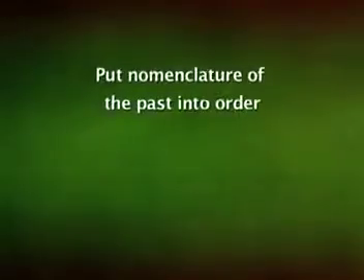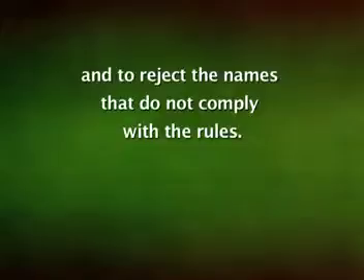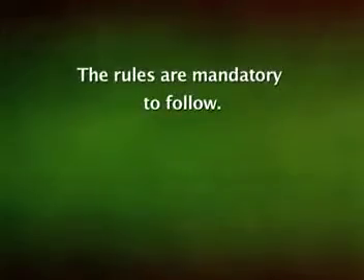The rules give detailed prescriptions on all the points concerned with the naming of plants. The main objective of the rule is to put nomenclature of the past into order and to reject the names that do not comply with the rules. The rules are mandatory to follow. Names contrary to rules are considered illegitimate and cannot be maintained. The Vienna Code 2006 comprises 62 articles which govern different aspects of nomenclature.